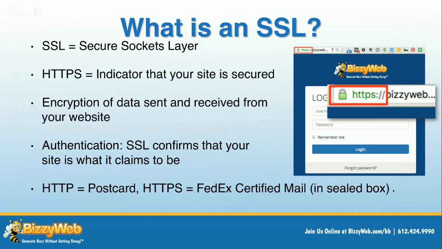What encryption does is it basically scrambles the content and the inputs on a website whenever that website serves pages or receives content from users, both on uploads and downloads. It's pretty similar to the difference between a postcard, which is regular HTTP. You send a postcard through the mail, anybody can read it.